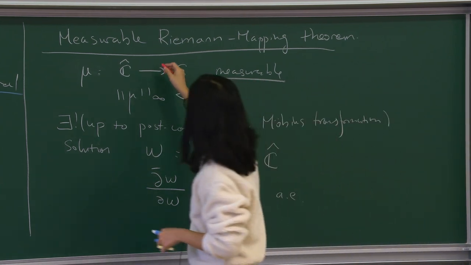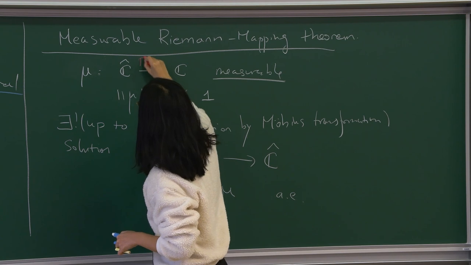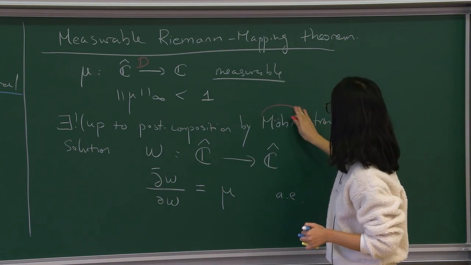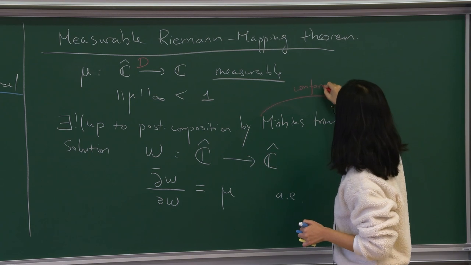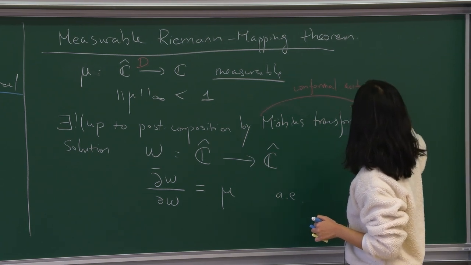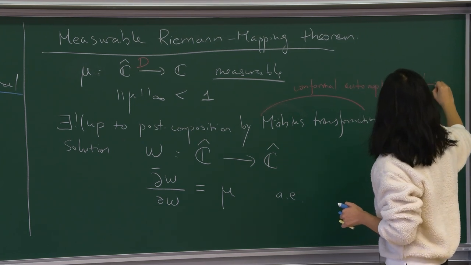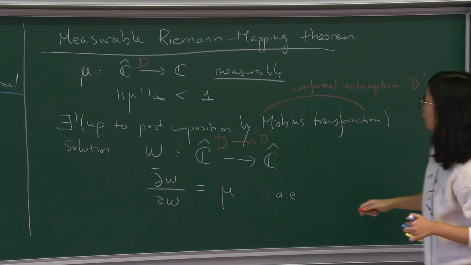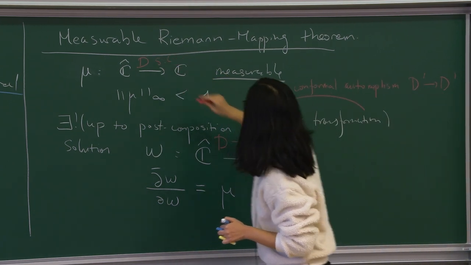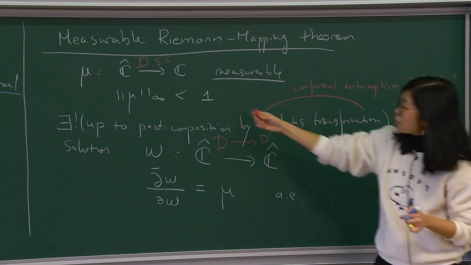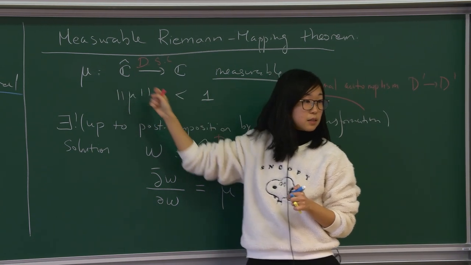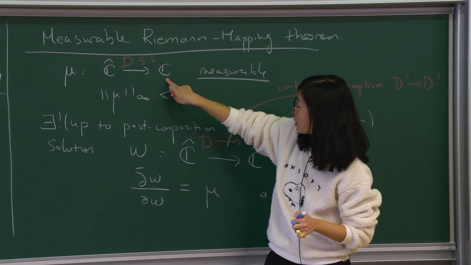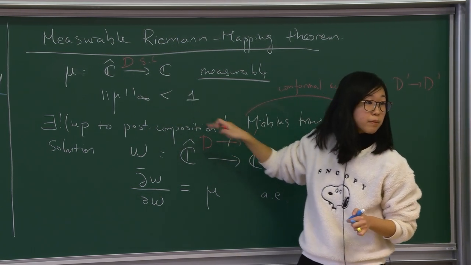And we can also replace this by any simply connected domain D, and there is this unique solution up to post-composition by a conformal automorphism from D prime to D prime, a solution of D to D prime. So simply connected. So the target there is C hat as well? Yeah, if I start to have my mu on the C hat, then the solution has to be on the C hat. Here mu is just a complex number, sorry, a number less than one. Okay. Yeah.